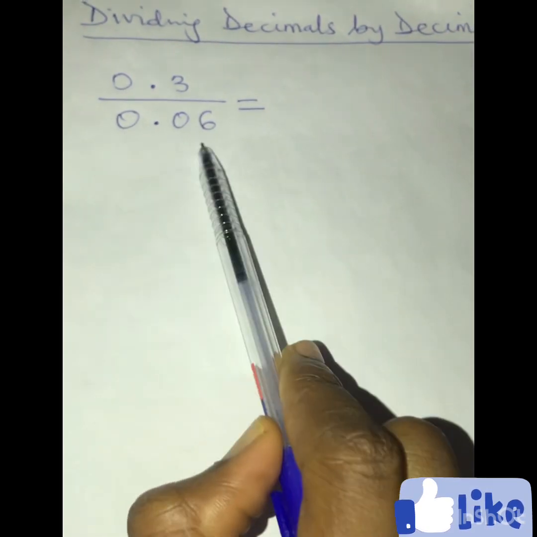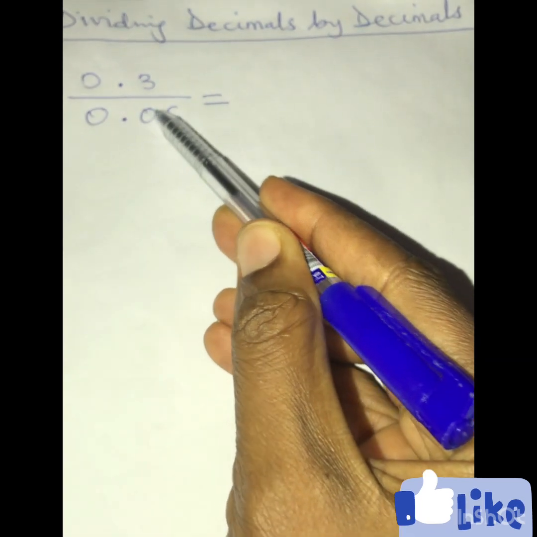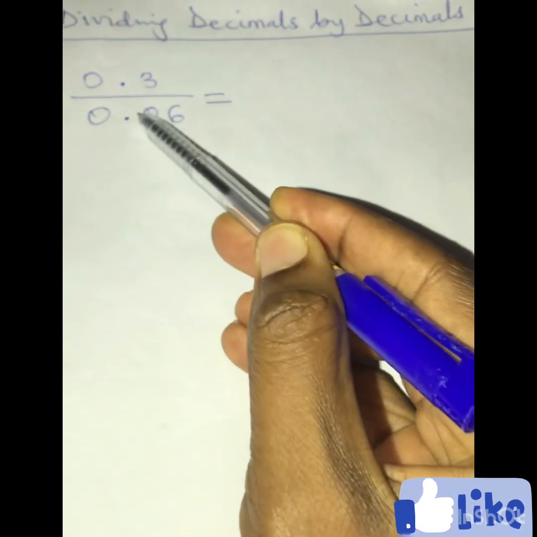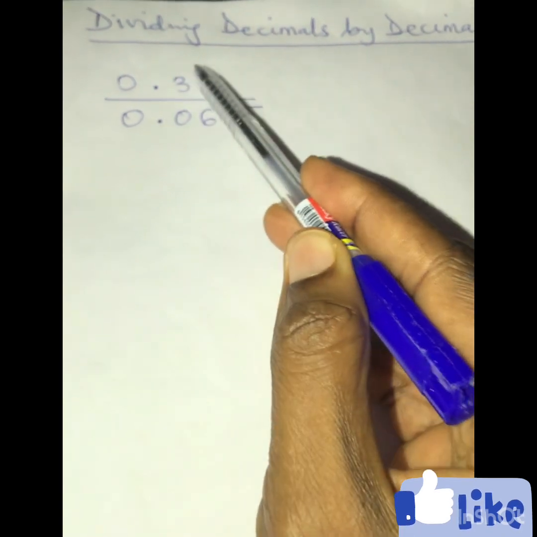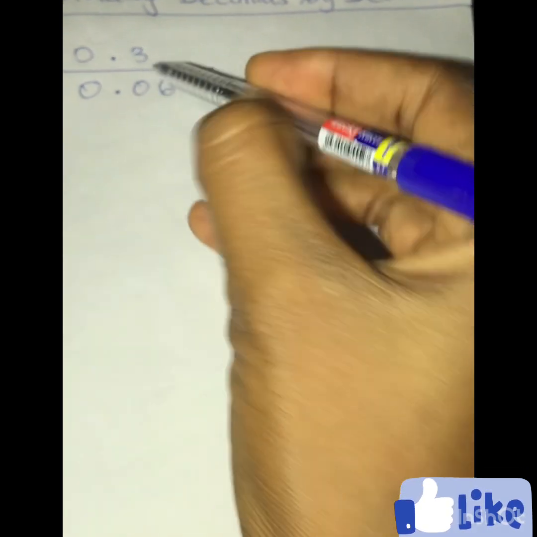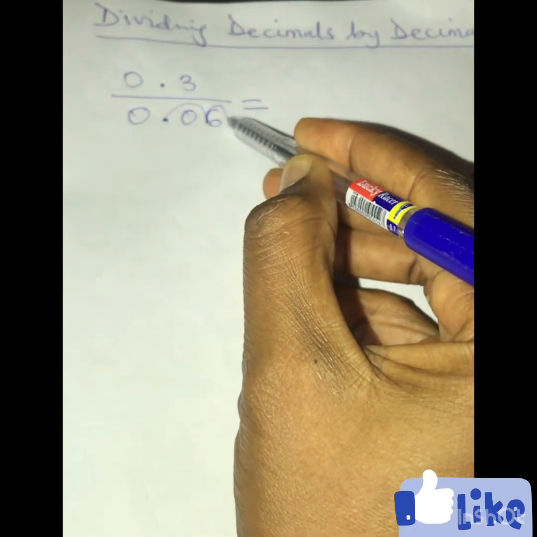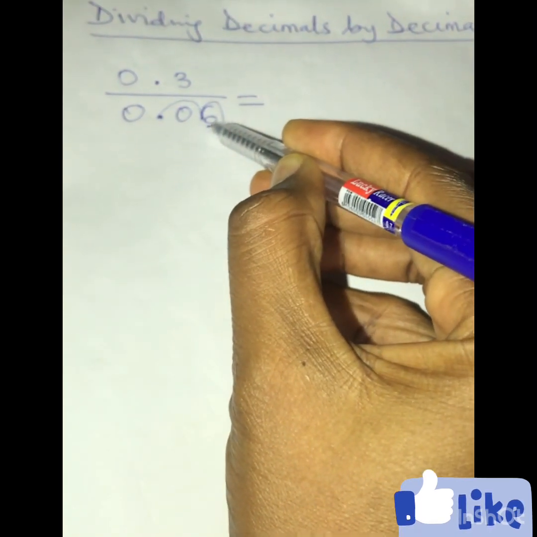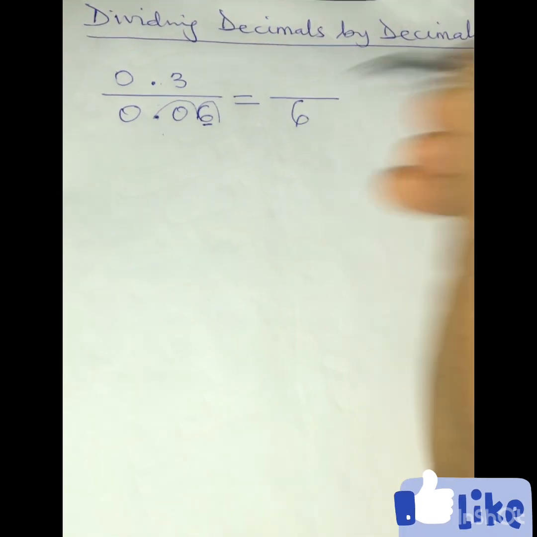Now, for us to turn this to a whole number, we said this has 2 decimal places, right? So we're moving 2 times, and you're also doing the same thing with the numerator. Now, let's go with this. You turn this 1 and 2. That gives us the number 6. So you bring your number 6 down.